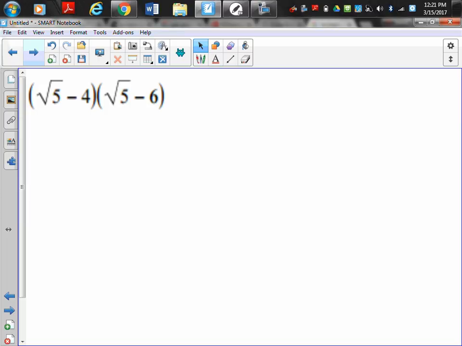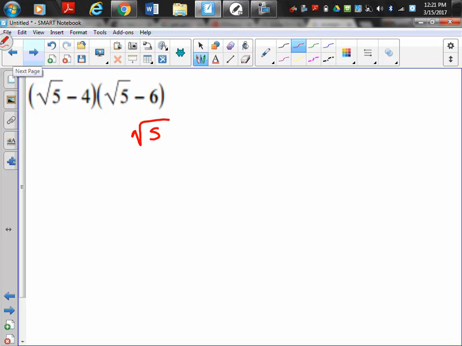Here we go. Square root of 5 minus 4 times the square root of 5 minus 6. Alright, so we're multiplying, just like we do a 2 by 2 multiplication. Our numbers just look funky. Nothing different. Negative 6 times negative 4 is positive 24.